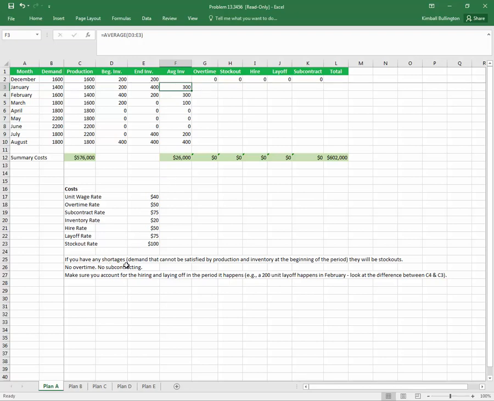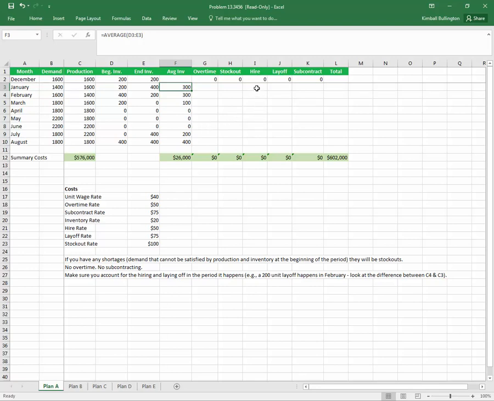In this particular problem, we're not going to use any overtime. We're not going to use any subcontract, but we will be doing stockouts. So basically, if we're short anything, look here in the month of May, demand is 2,200, production is 1,800. We'll be short 400. So that'll just turn into a stockout. So you need to think about, how am I going to create an if statement which will give me the appropriate stockout expressed as a positive number when it happens, and 0 all the other times.